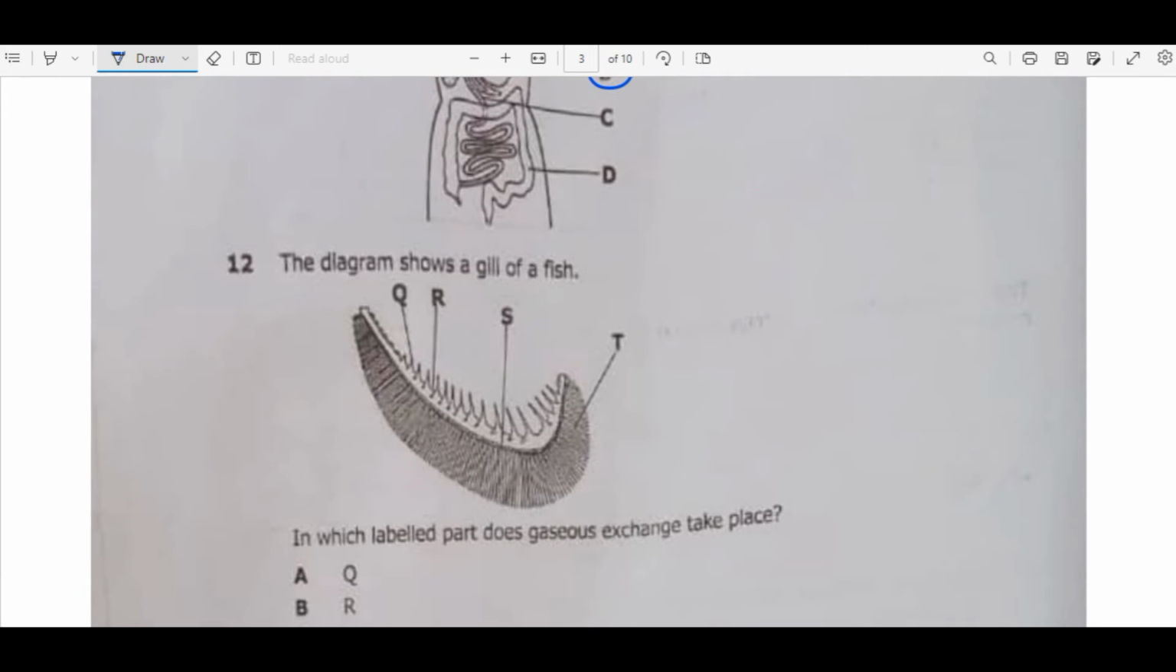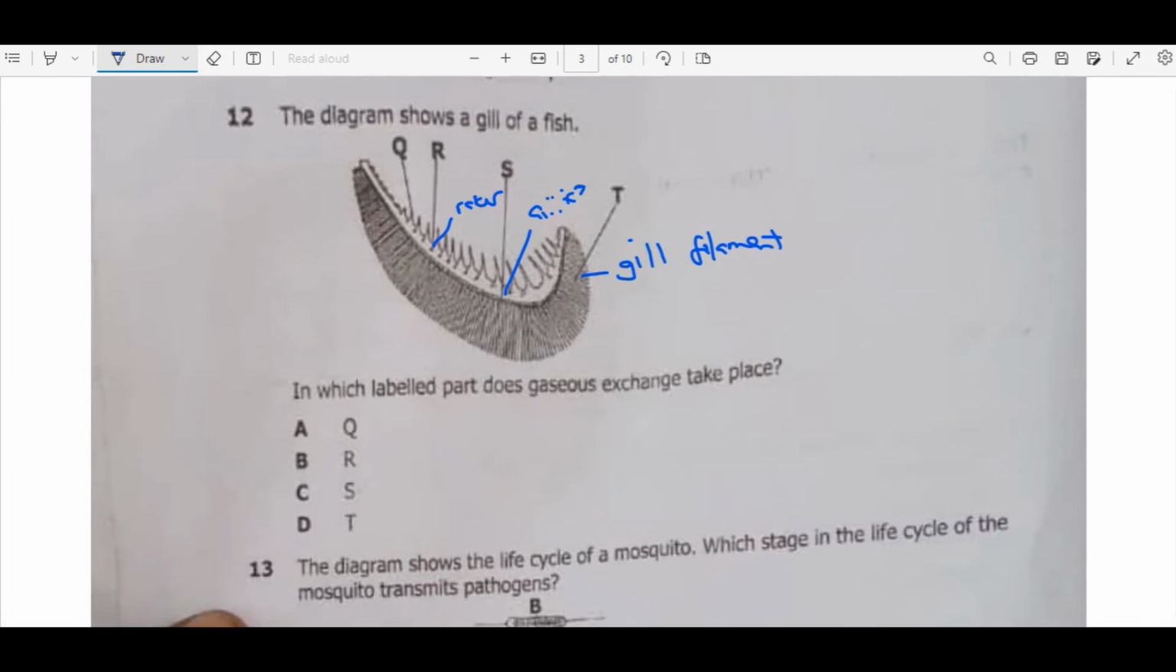And then the diagram shows a gill of a fish. So we have the gill bar, and from there we have what we call the gill filament, and then this is the gill rakers. In which labeled part does gaseous exchange take place? You find that the gill filaments are the ones that help in gaseous exchange. So the answer is D there.